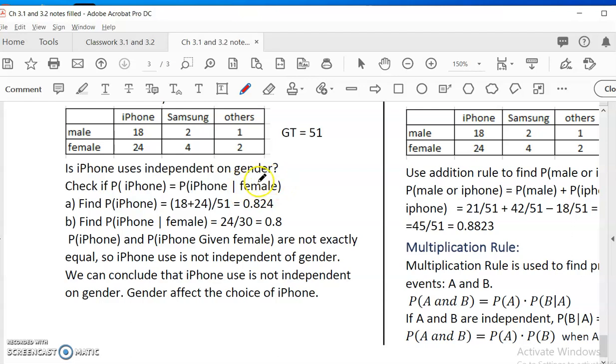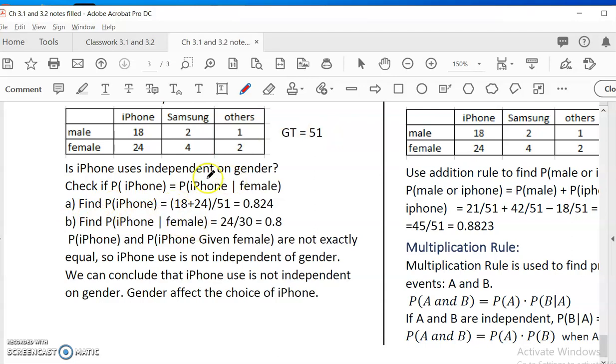That means whether gender affects iPhone choice. So we would just want to find the probability of iPhone. The probability of iPhone is all the people that choose iPhone, 18 plus 24, over the grand total of 51, right? And then I want to find the probability of someone choosing an iPhone if that is a female.